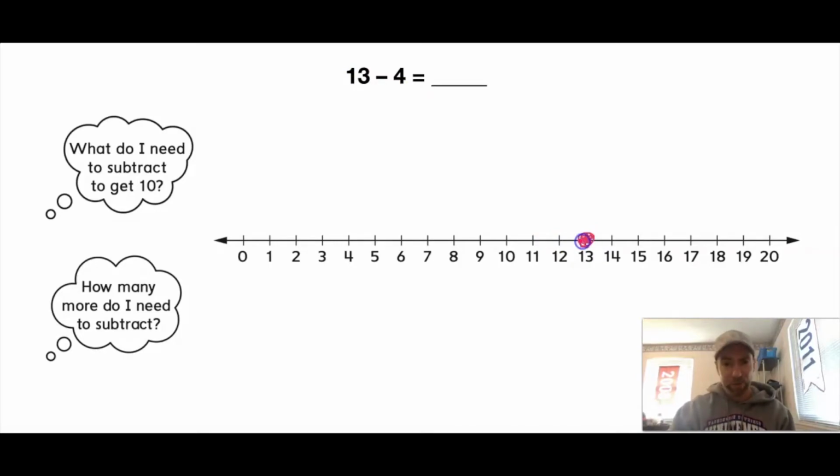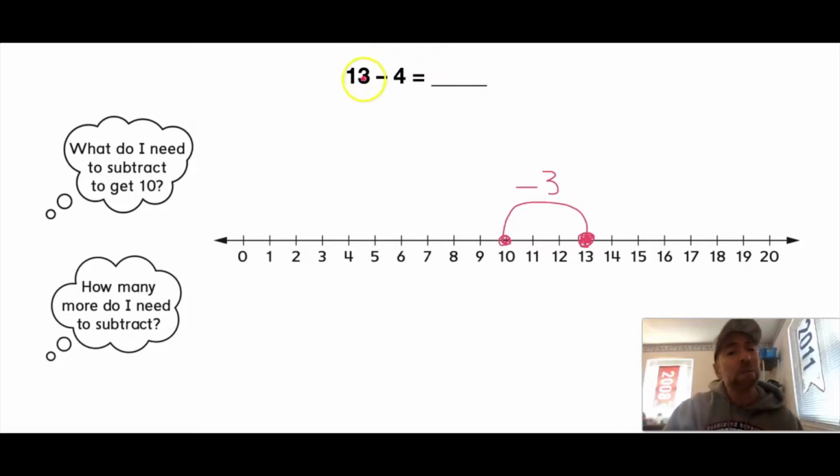We are starting at 13. Now, the first step is, what do I need to get to 10? Well, here's 10. How much am I going to hop in order to get to 10? Well, I like to make one big hop, right? In first grade, we'd always do 1, 2, 3, 4. In second grade, I'm going to make a big hop. But this big hop is going to be worth 1, 2, 3. So I hopped back a total of 3. But I landed on 10 because 10's a friendly number.